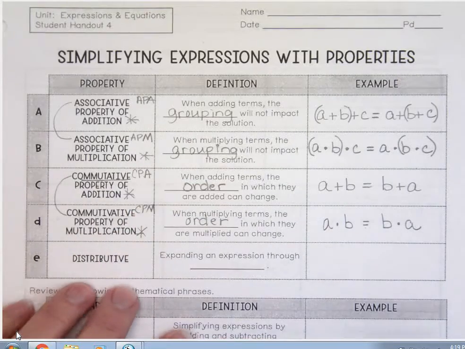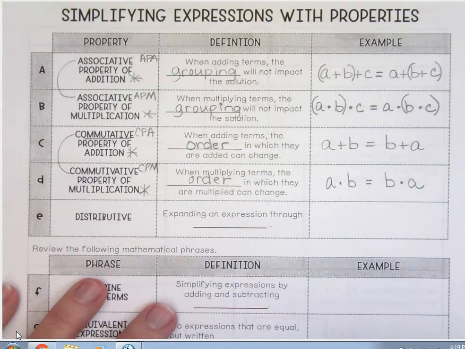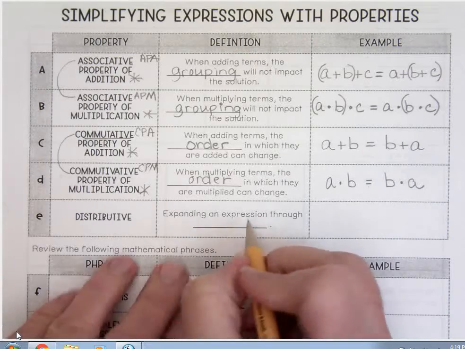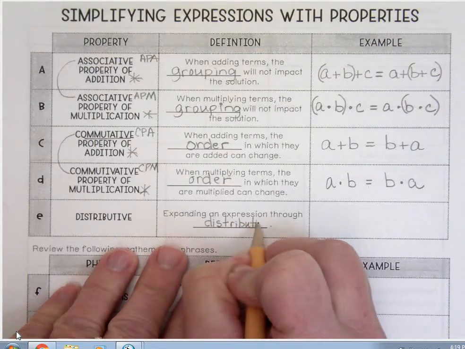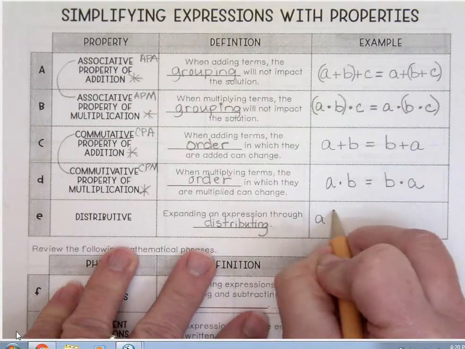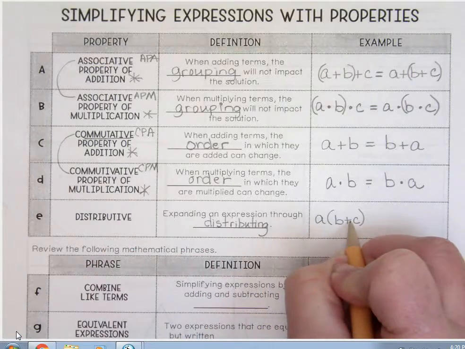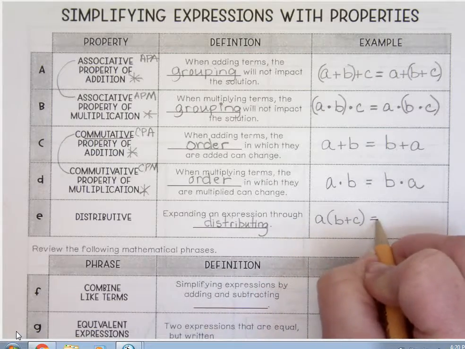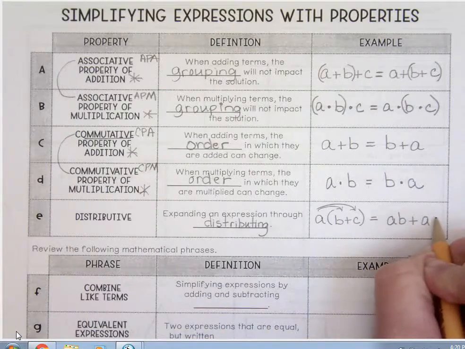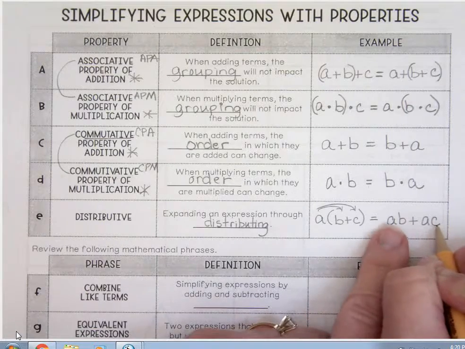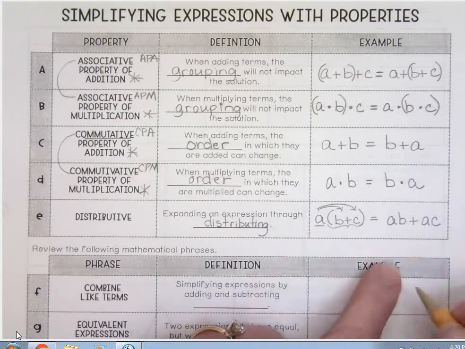The last property is our distributive property, which we have used a lot in student handouts 1 through 3. The distributive, expanding an expression through distributing, makes sense. It basically claims that this multiplication problem, and it's a multiplication problem because order of operations would say add first, multiply last, is equal to this addition problem. And this becomes an addition problem because the order of operations would say multiply first, add last. So multiplication, factor, factor, addition.